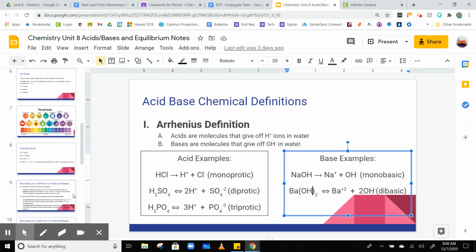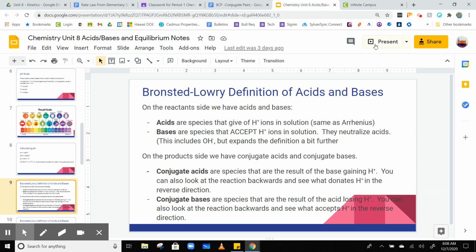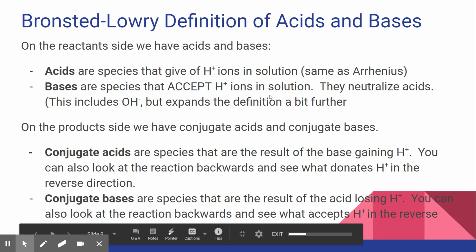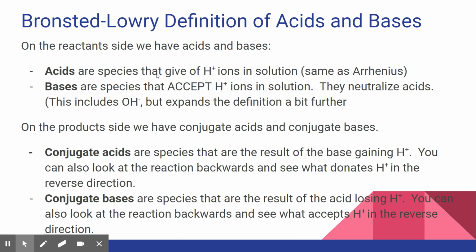It goes along the same lines here. It's the Bronsted-Lowry definition. In the Bronsted-Lowry definition, the acid part is actually the same. Acids are species that give off H plus ions in water, the same as the Arrhenius definition. Bases, however, are anything that accepts H plus ions in solution. They neutralize acids, so anything that neutralizes this H plus.